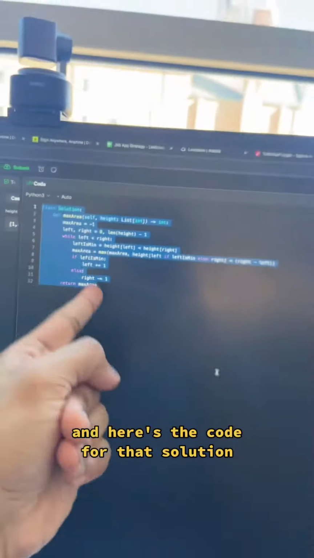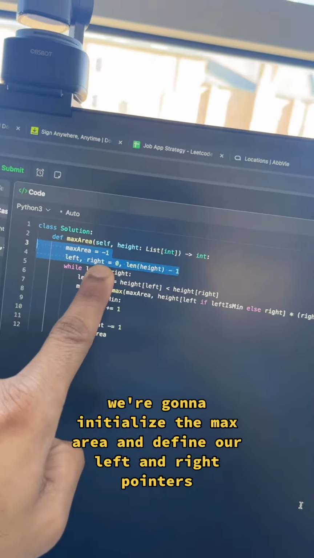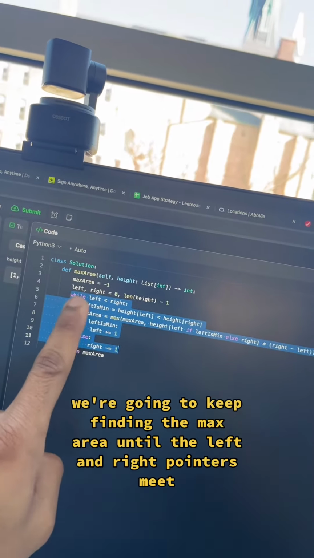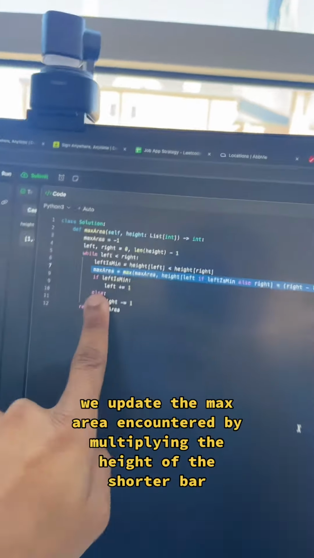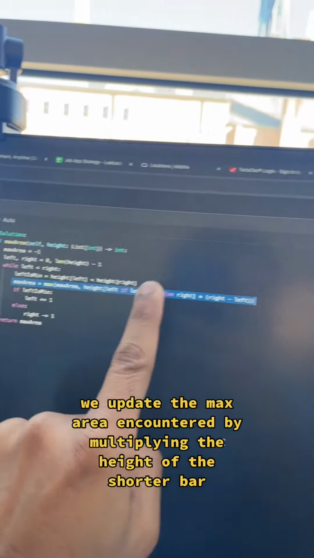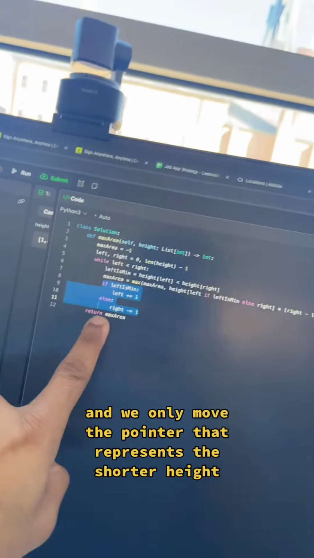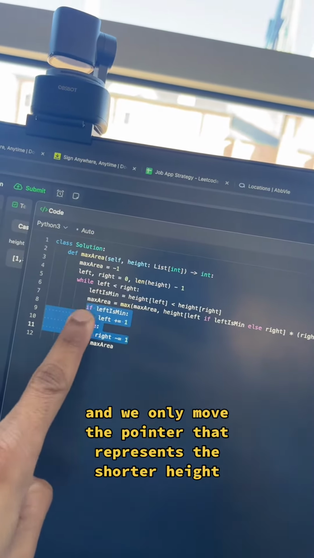And here's the code for that solution. We're going to initialize the max area and define our left and right pointers. We're going to keep finding the max area until the left and right pointers meet. We update the max area encountered by multiplying the height of the shorter bar times the distance in terms of indices between the heights. And we only move the pointer that represents the shorter height.